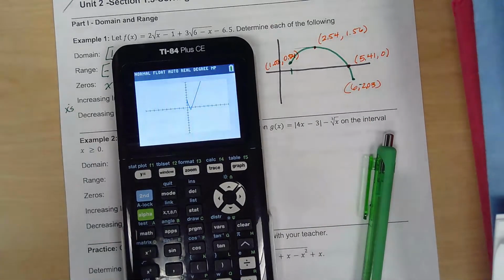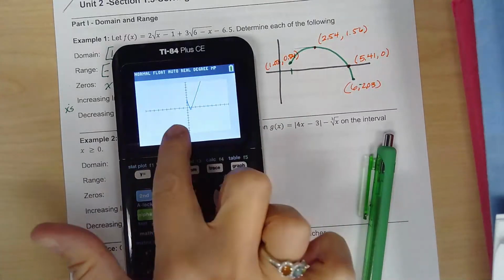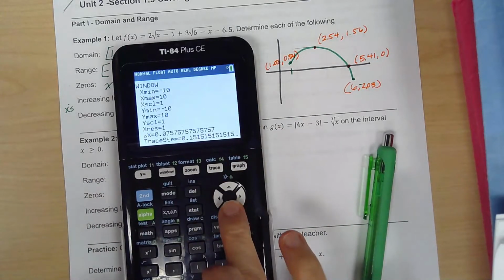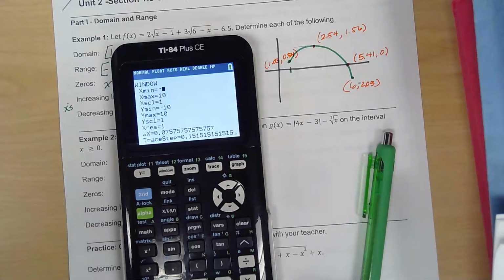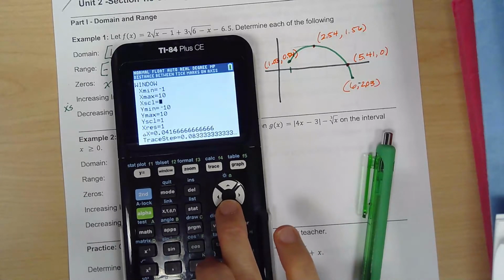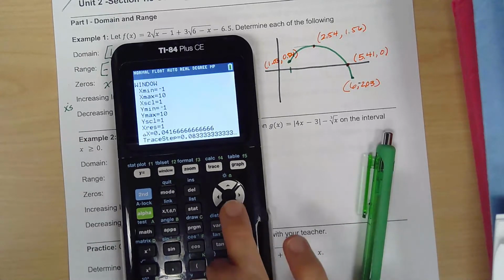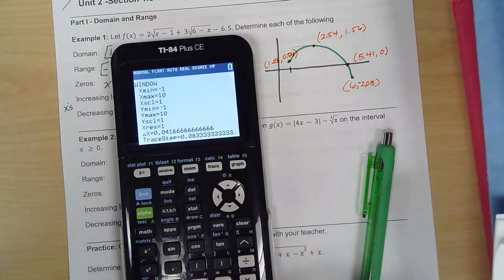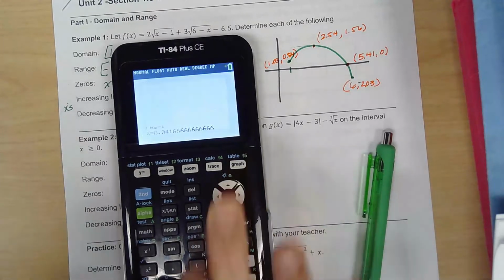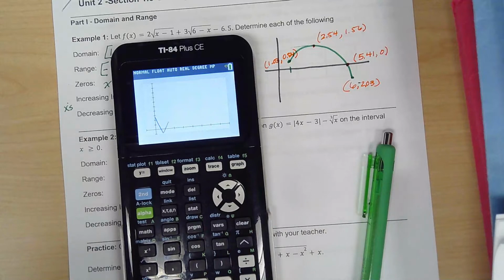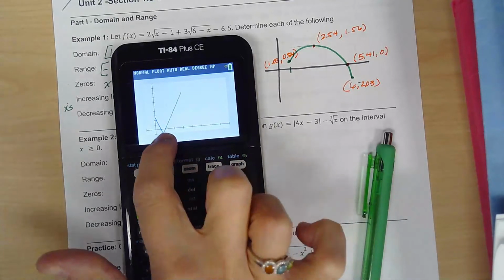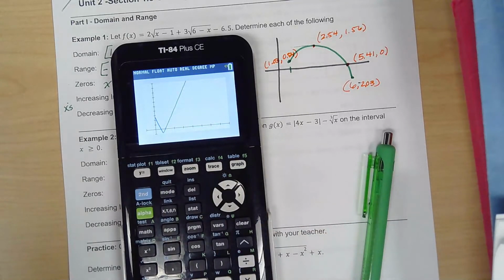Again, I'm going to adjust my window. We don't need all this space down here and over here. So on my x min, I'm going to make it, I don't know, -1. My y min, I'm going to make it -1. My x actually really didn't need to be that high either. So let's get a better picture of this. And maybe I want to go a little lower because I can't really see the bottom of that.